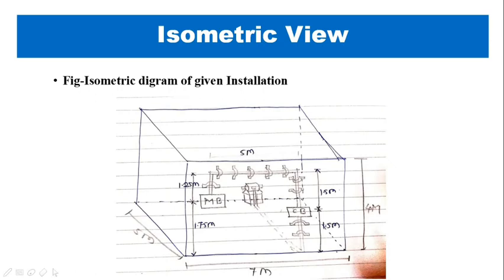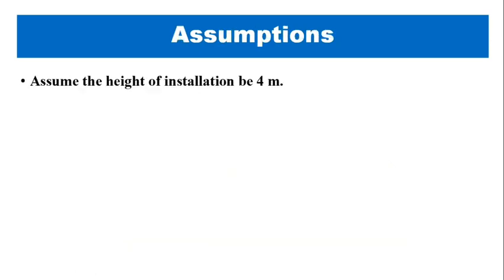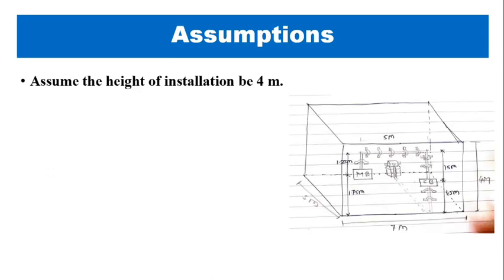So first assumption is that the height of the installation is 4 meter. As per the given example, you have not been given the height of installation, so we can assume that height. Here we have assumed 4 meter. You can assume 3 meter or 4 meter as per your choice, but I prefer 4 meter so that you can take the wiring 1 meter below the ceiling. So I suggest you assume the height of installation is 4 meter.